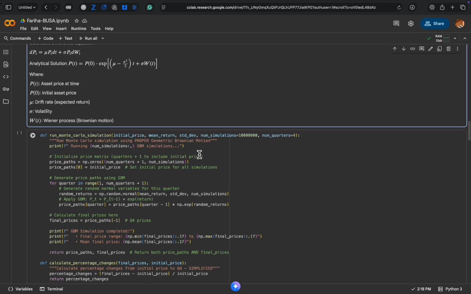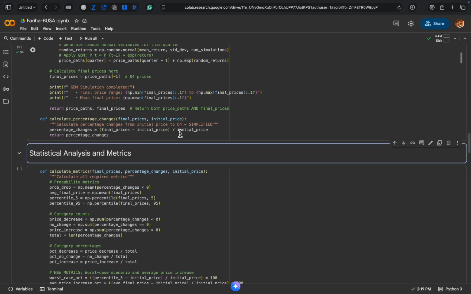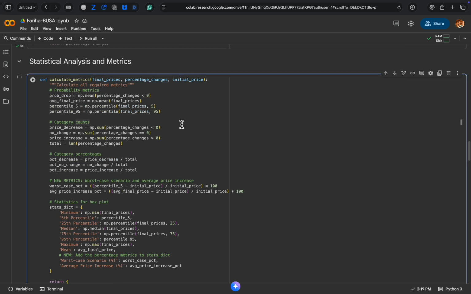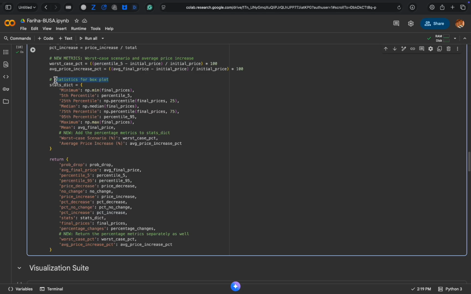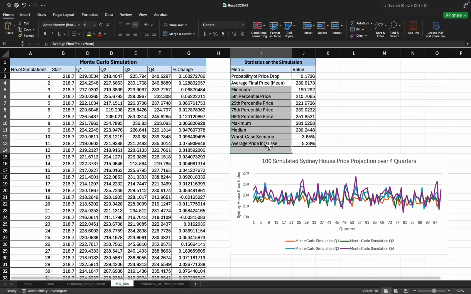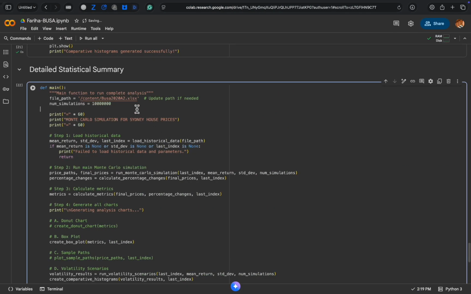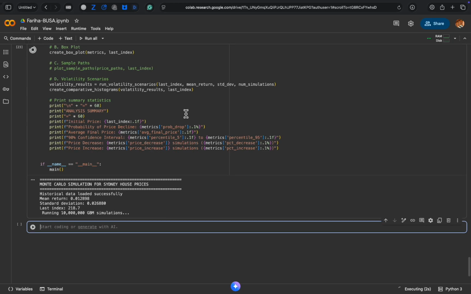We then measure the necessary metrics such as percentage changes of simulated house prices in the fourth quarter and a list of basic statistics on those prices, like the ones we calculated before. Finally, we are ready to run this model. For better results, we can run this 10 million times and we generate some visual charts to analyze the effect of Monte Carlo simulation.